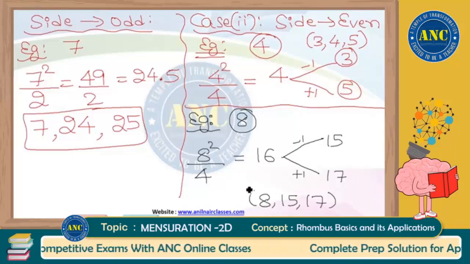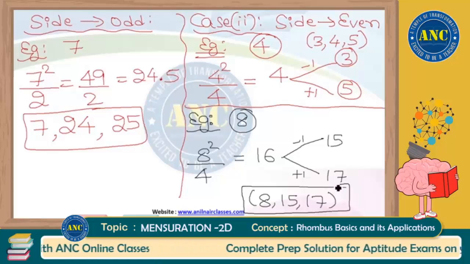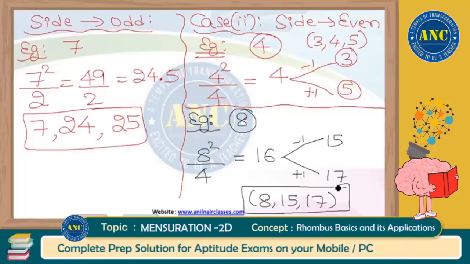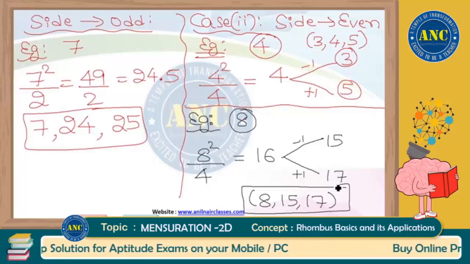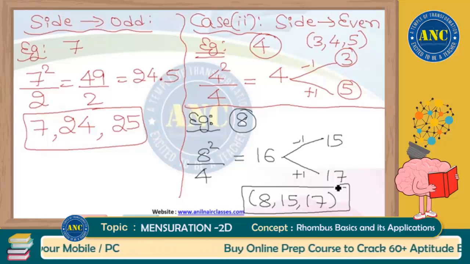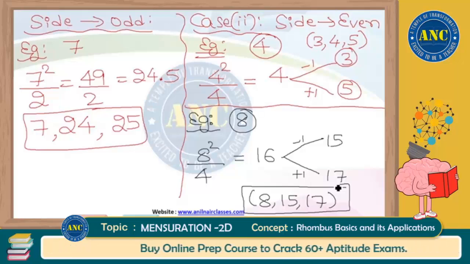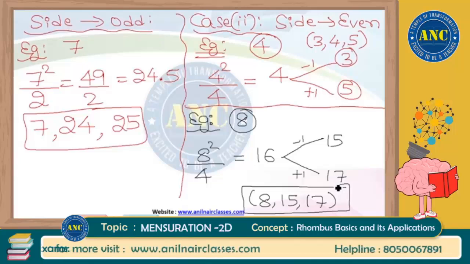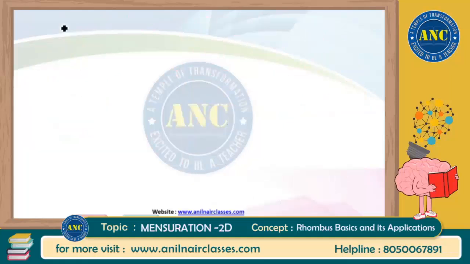8, 15, 17 form a Pythagorean triplet. That means any number can either be an even number or an odd number. If it is an odd number, square it and divide by 2, subtract 0.5, add 0.5. If it is an even number, square it and divide by 4, subtract 1, add 1. So that you will get Pythagorean triplets. Do you need to learn by heart any Pythagorean triplets? I definitely think that you don't need to, but you can derive as many Pythagorean triplets as you want.